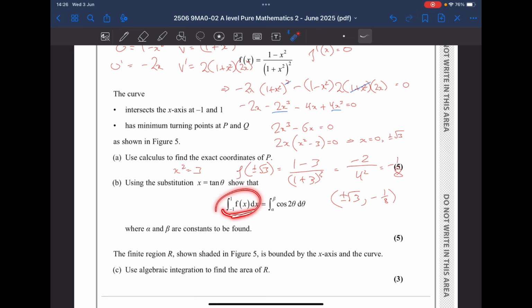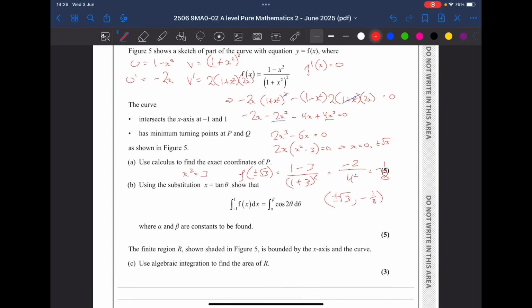Now, use substitution. Show the integral of the thing we have is integral of 2 cos theta. So let's start off. X is tan theta, so x squared is tan squared. I never remember this way around. Cos squared plus sine squared is 1. So if we divide by cos squared, we're going to end up in a situation where we have 1 plus tan squared equals sec squared. So we can rewrite the tan squared as sec squared minus 1.